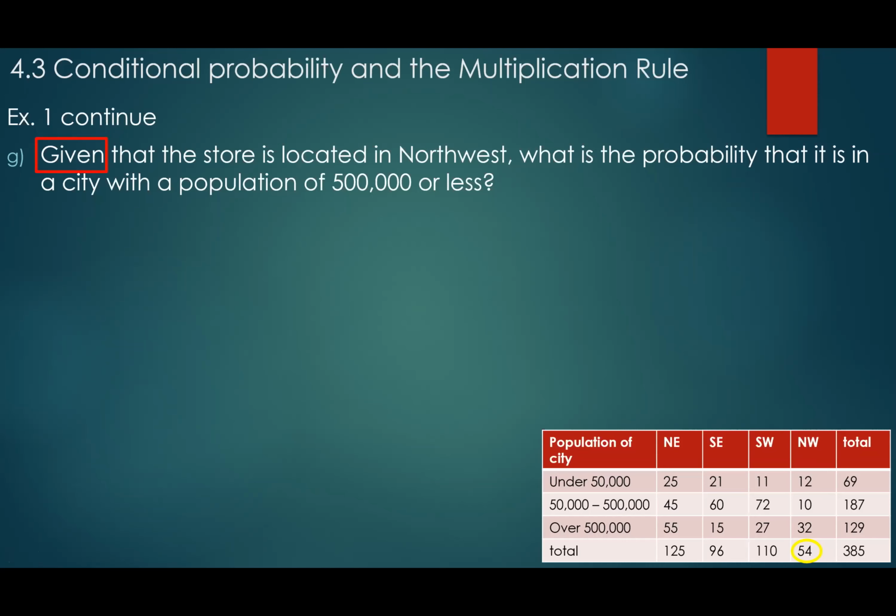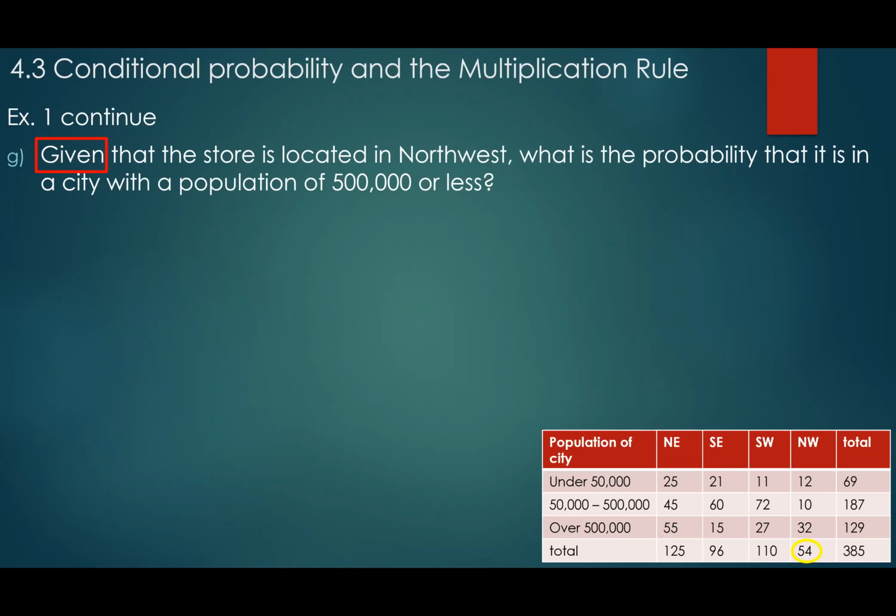You read a problem, and you ask yourself, what are they asking you? Most of the time they will say, what's the probability, right? So they ask for a probability. We know that we need to look for the total, and from the total, what are we looking for out of those, right? Looking at this, given that the store is located in the Northwest, we can stop here and say, okay, my condition is the store has to be in the Northwest region, of which there are 54. So I took the 54 stores out. That is the group that I examine, right?